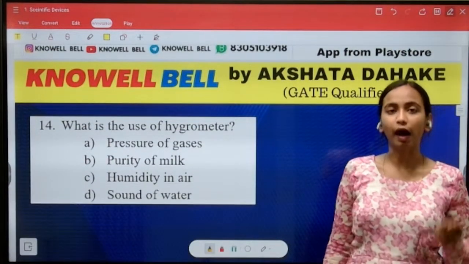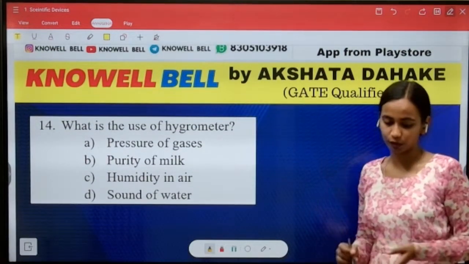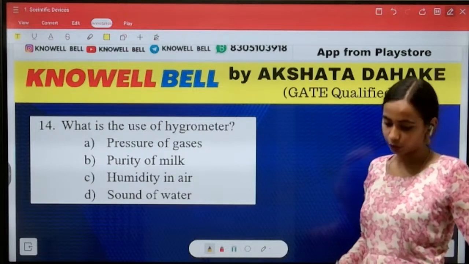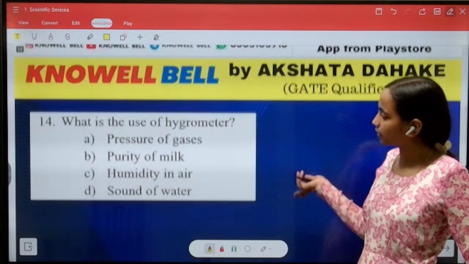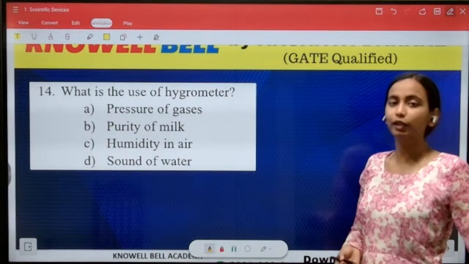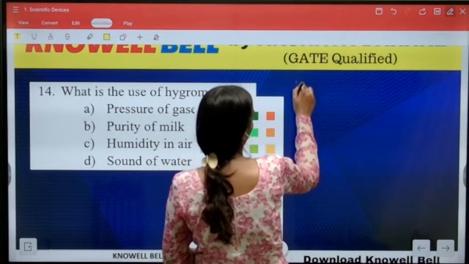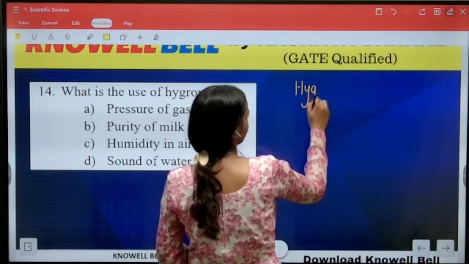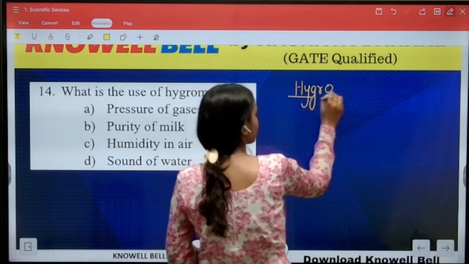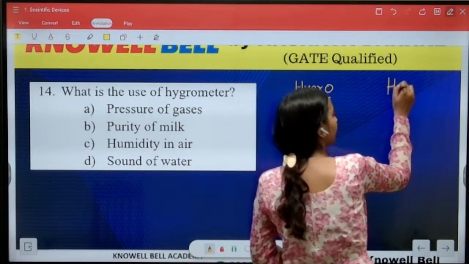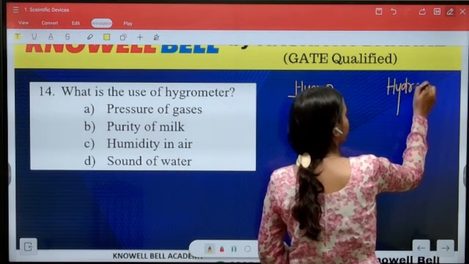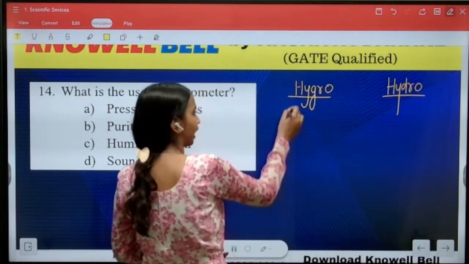What is the use of a hygrometer? Hygrometer is used to measure pressure of gas, purity of milk, humidity of air or sound of water. So be very careful. We have two words that sound very similar: the first word is hygro and another word is hydro.